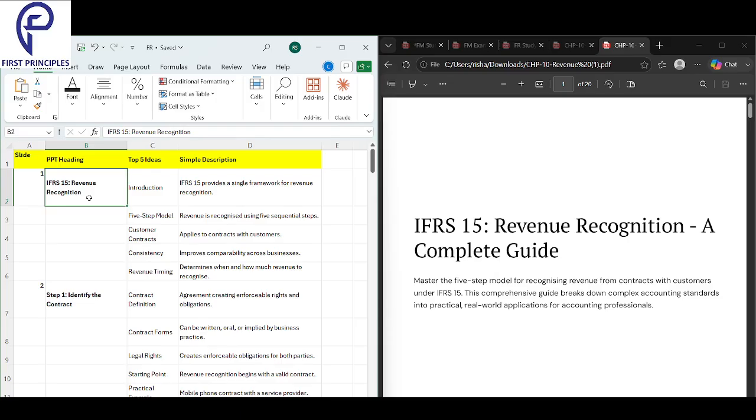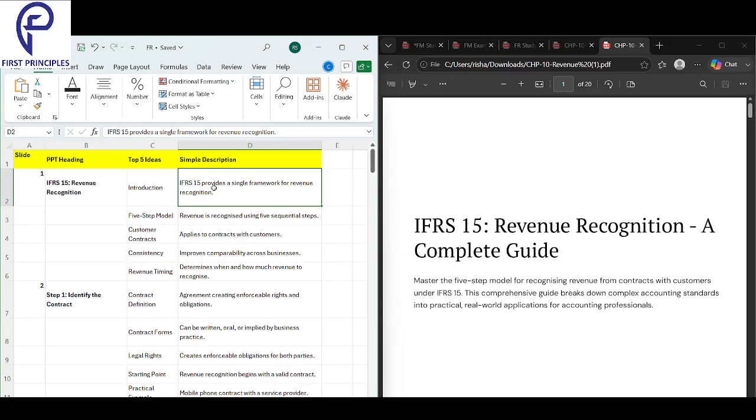Okay. So what is IFRS 15? It's basically one rule book all companies should use to record sales. Right? Every company makes sales. To record sales, one rule book. One rule book that is called IFRS 15.